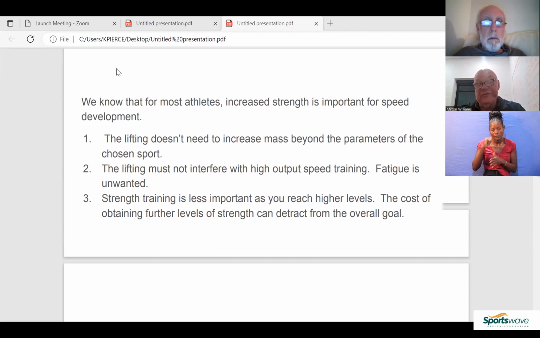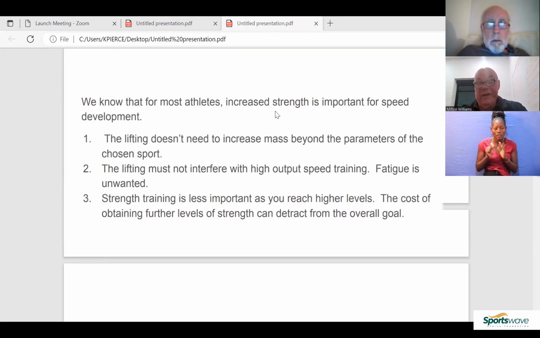Okay. So I think since relative strength is so important, you can increase non-essential mass to a point where it's detrimental to the athlete. Number two, the lifting must not interfere with high output speed training. Fatigue is unwanted. If you carry fatigue from the weight room onto the track, even the next day or 2 days later, it's going to interfere with your speed training.